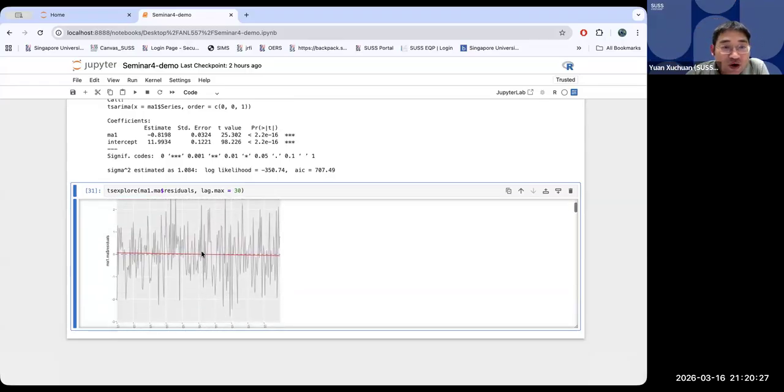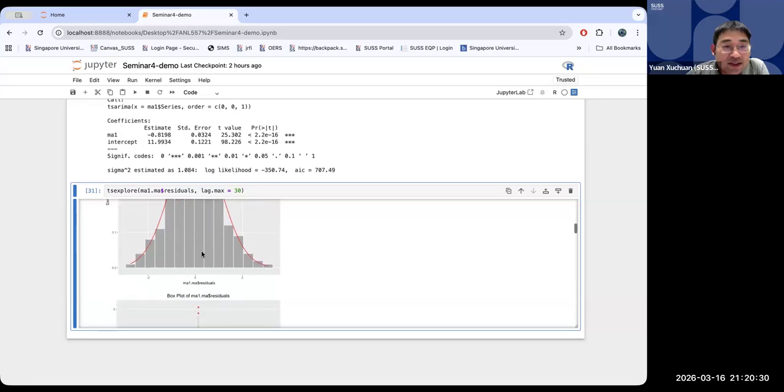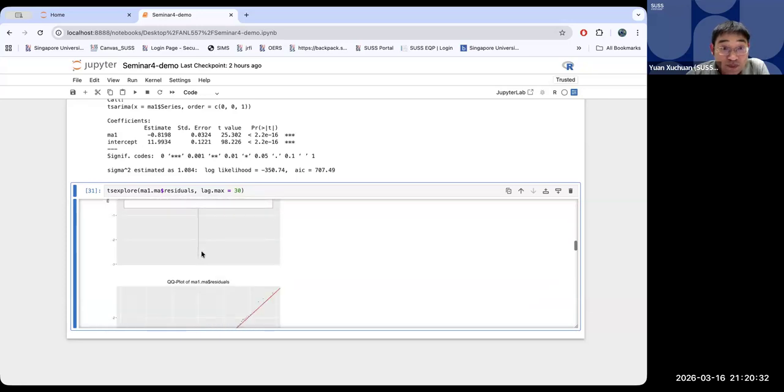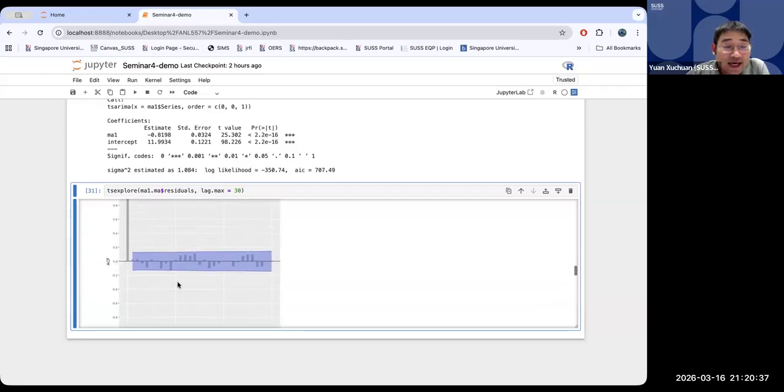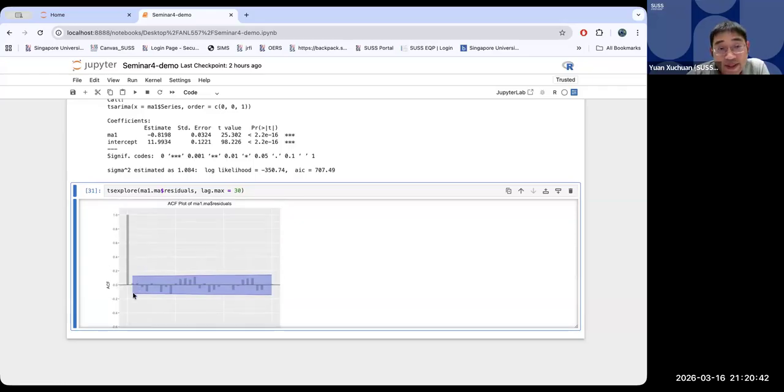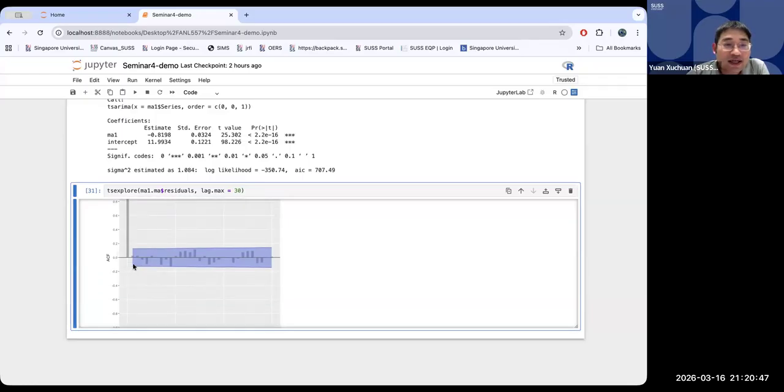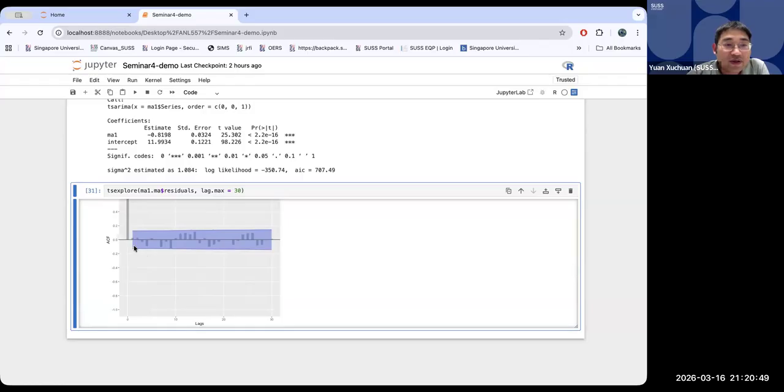And this is a line plot of the residuals, and histogram, box plot, QQ plot, ACF, right? ACF of the residuals, right? Because ACF for lag 0 always equals 1 for any time series, okay? Now, after lag 1, you can see lag 0, you can see all the ACFs, they are, you can say they are 0, right? Because they are within this blue area, or within 2 standard deviations from 0, okay?